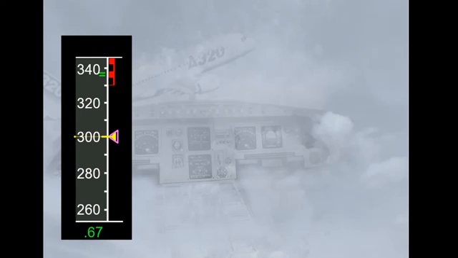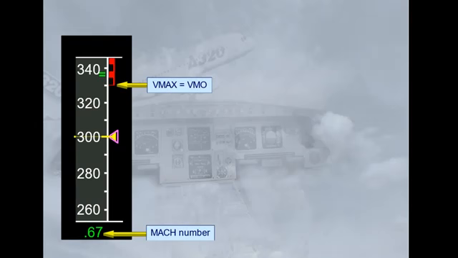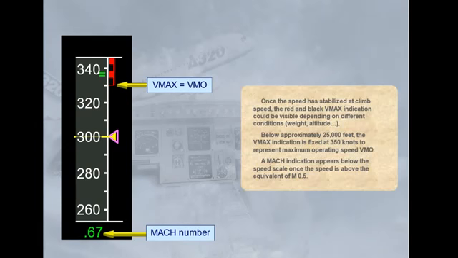Once the speed has stabilized at climb speed, the red and black Vmax indication could be visible, depending on different conditions, weight, altitude. Below approximately 25,000 feet, the Vmax indication is fixed at 350 knots to represent maximum operating speed, VMO. A Mach indication appears below the speed scale once the speed is above the equivalent of Mach 0.5.